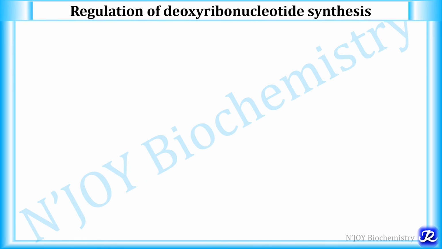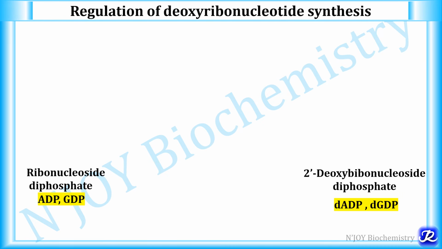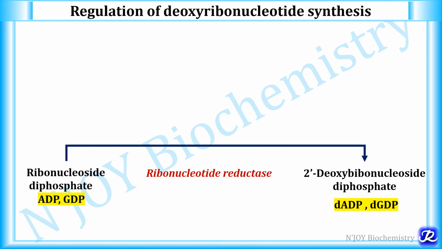Now let's see the regulation of deoxyribonucleotide synthesis. The synthesis of deoxyribonucleotides occurs from the ribonucleotide diphosphates, ADP and GDP. There is formation of deoxy-ADP and deoxy-GDP by the action of the enzyme ribonucleotide reductase, and this enzyme is a multi-subunit protein having 2 R1 and 2 R2 subunits.